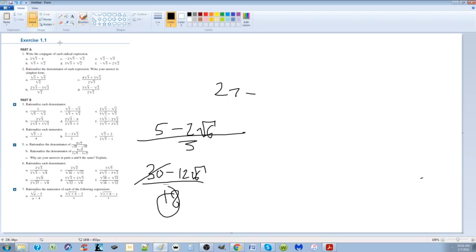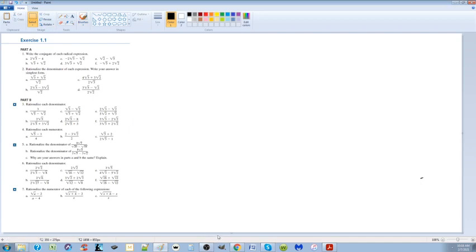Okay, but anyway, that's how you can learn how to multiply by the conjugate, and then you will have to learn how to simplify. Now here's the next one. They're asking us to rationalize the numerator. Notice this numerator has a square root subtracted by a number, which means we're going to have to multiply by its conjugate over its conjugate.